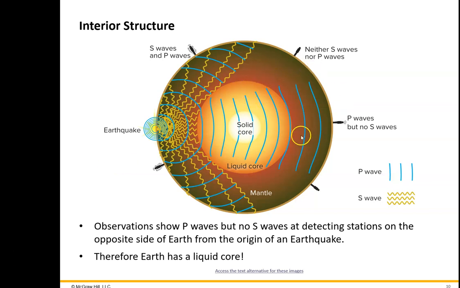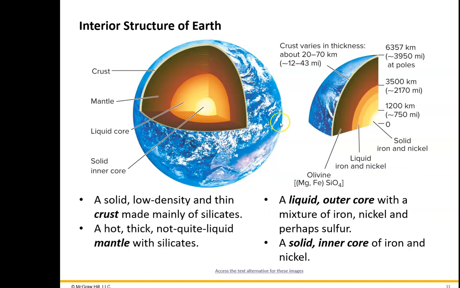All right, so this is where we were left off last time. The S&P waves give us a picture, and this is a nice cutaway showing, of course, the crust of the Earth. The crust varies in thickness, anywhere from roughly 20 to about 70 kilometers. So it's not very thick at all compared to the entire Earth, which has a distance to the center of roughly 6,400 kilometers.